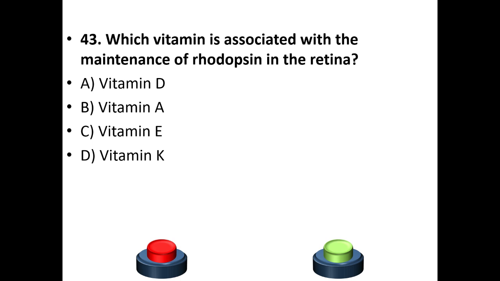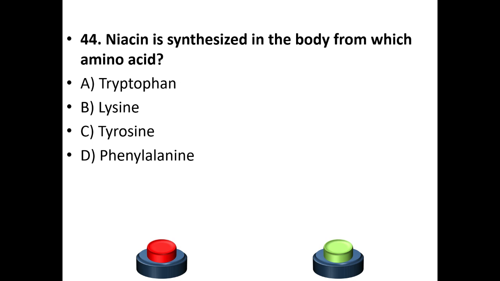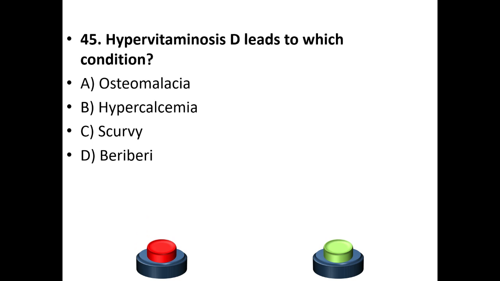43. Which vitamin is associated with the maintenance of rhodopsin in the retina? Vitamin D, A, E, K. Which is the answer? Your answer is B, vitamin A. 44. Niacin is synthesized in the body from which amino acid? Tryptophan, lysine, tyrosine, phenylalanine. Which is the answer? Your answer is A, tryptophan.